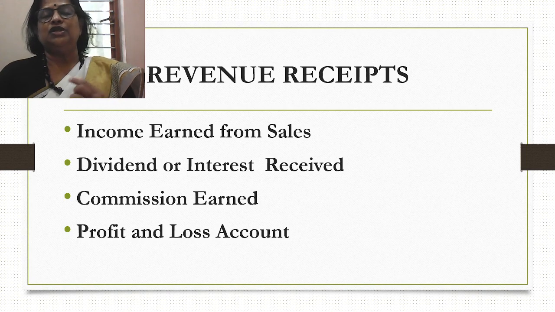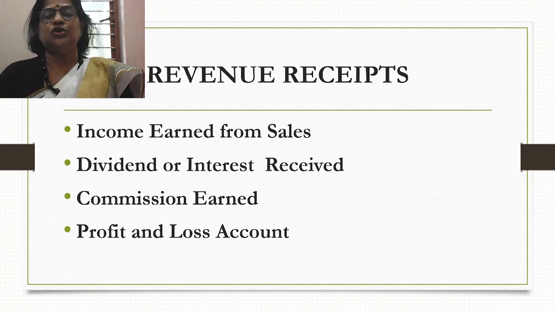You know that business organizations can make profit only by sales. Or if it's a service organization, they have to provide service. That is how they will earn the income. So income earned from sales is a revenue receipt. Now dividend or interest received. Dividend received from various investments the organization has made, or bank interest or debenture interest. These are all revenue receipts.